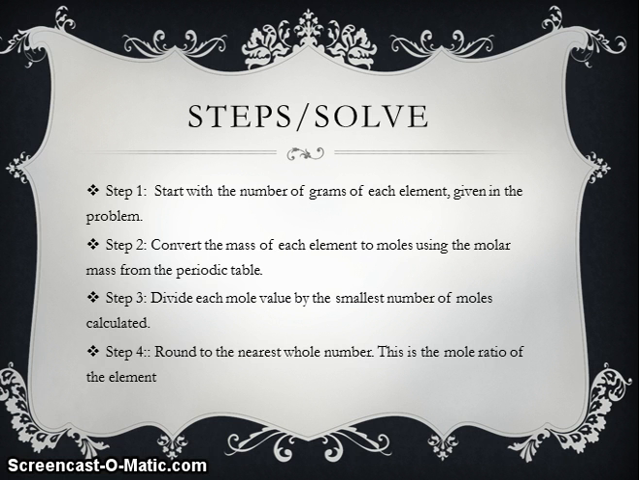The steps to solve. Step 1 is to start with the number of grams of each element given in the problem. Step 2, convert the mass of each element to the moles using the molar mass from the periodic table. Step 3, divide each mole value by the smallest number of moles calculated. Step 4, round to the nearest whole number. This is the mole ratio of the elements.